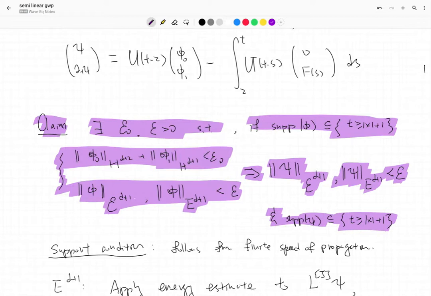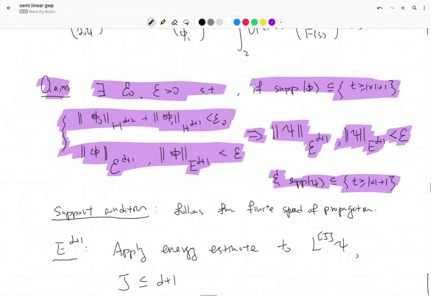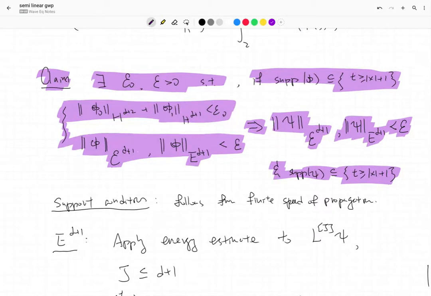Rho gives you a self map of the ball of radius epsilon in the E space, in both E spaces, the curly E and regular E spaces. Furthermore, we're going to have the support of psi contained within this cone. Now, the second condition, the support of psi being contained in the cone, is essentially automatic because it follows from finite speed of propagation for solutions of the wave equation.